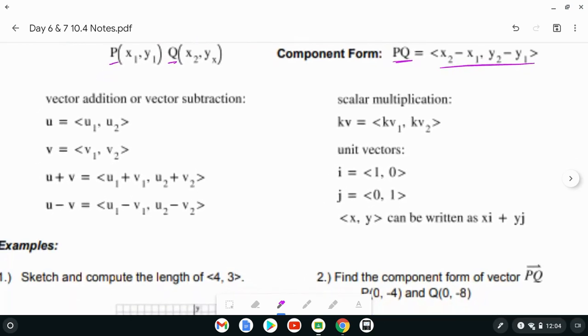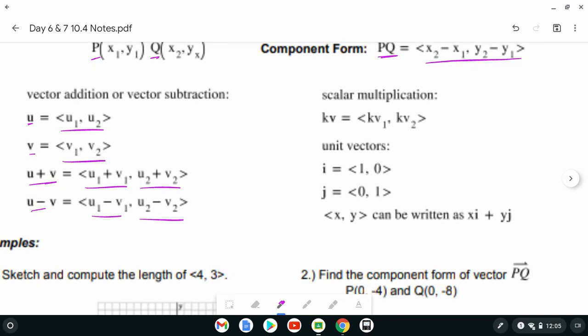For vector addition, if we're adding two vectors together, we saw yesterday the geometric form, right, head to tail. Well, if we're doing vector addition with these two vectors, where, again, the horizontal components are u1 and v1 and the vertical components are u2, v2, we can apply that by adding the horizontal components together, adding the vertical components together, and getting the resultant vector. We can do the same thing with subtraction.